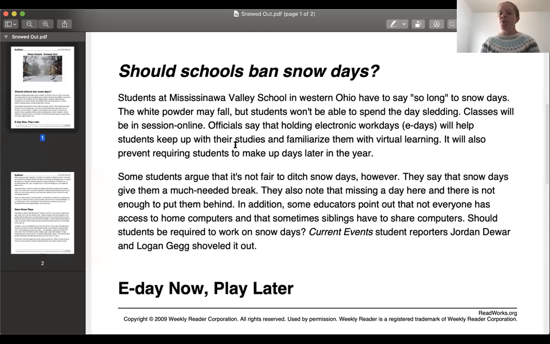For example, what is one benefit of E-days? Right here's the answer. Students keep up with their studies and familiarize themselves with virtual learning, and they don't have to make up days later. What is one problem with them? I have the answer right here. Not everyone has access to home computers, and sometimes siblings have to share computers. Both of these would be considered thin questions because they're right there in the text.